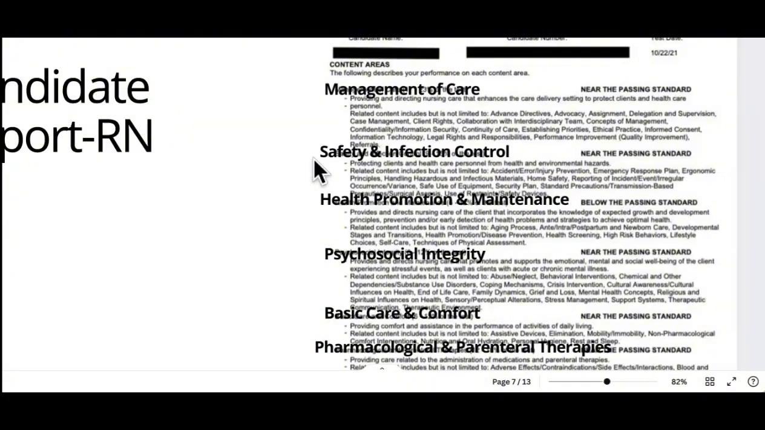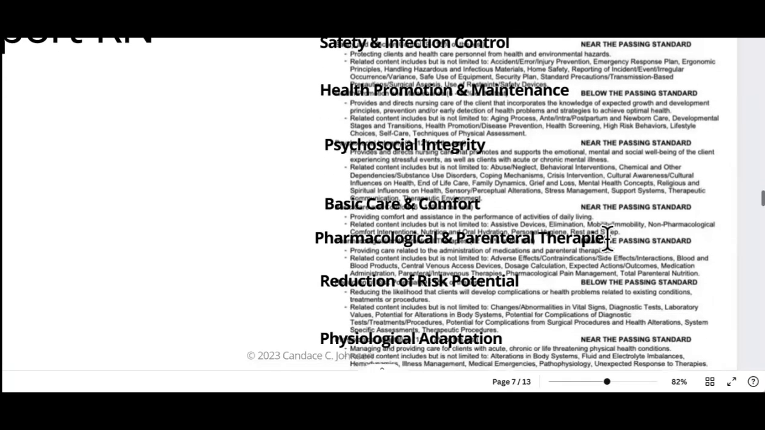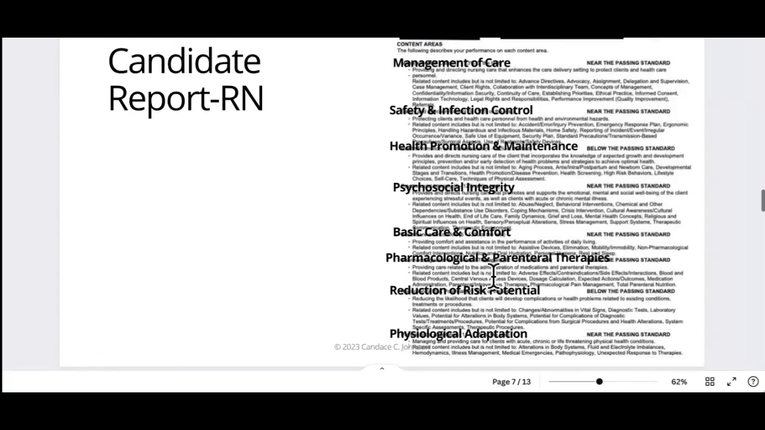When you pass the NCLEX, usually they don't tell you where you were near the passing standard or below the passing standard. It's assumed that you were above the passing standard for each of the 8 areas. I don't know that you knew that, but it is important to reiterate that in order to pass the NCLEX, you must be above the passing standard on all 8 of those client need areas that you're being graded or scored on. Management of care is right at the top.